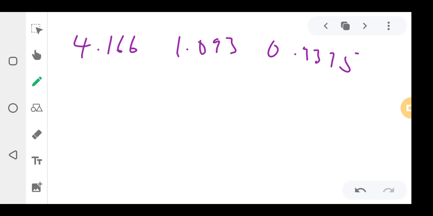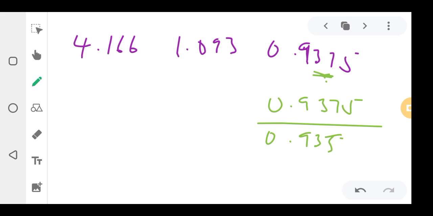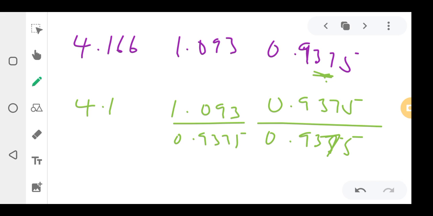When you reach here, remember what I said? You always divide by the smallest number. From these numbers, which one is the smallest? It is 0.9375. So I divide this number throughout, dividing it by itself. 0.9375 into itself is 1.